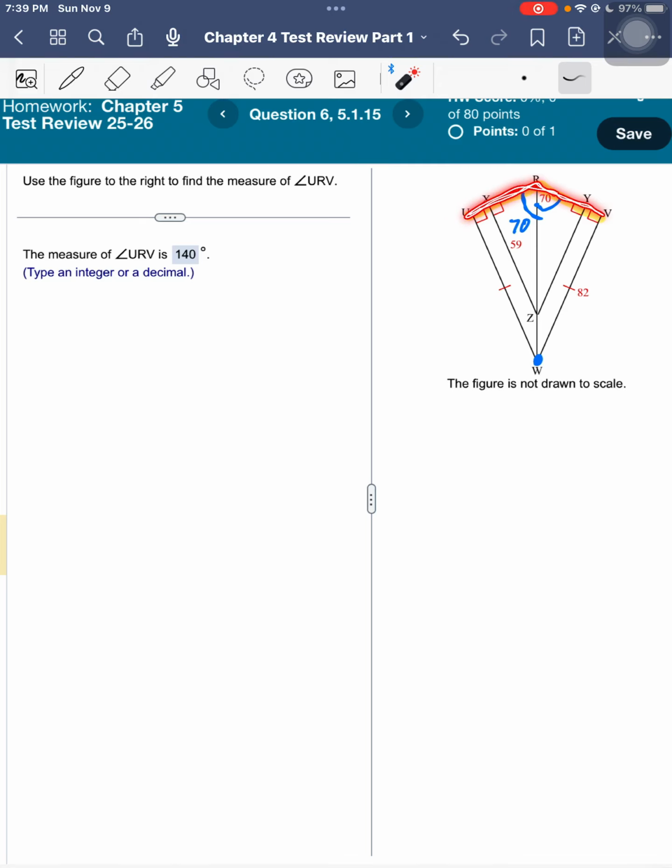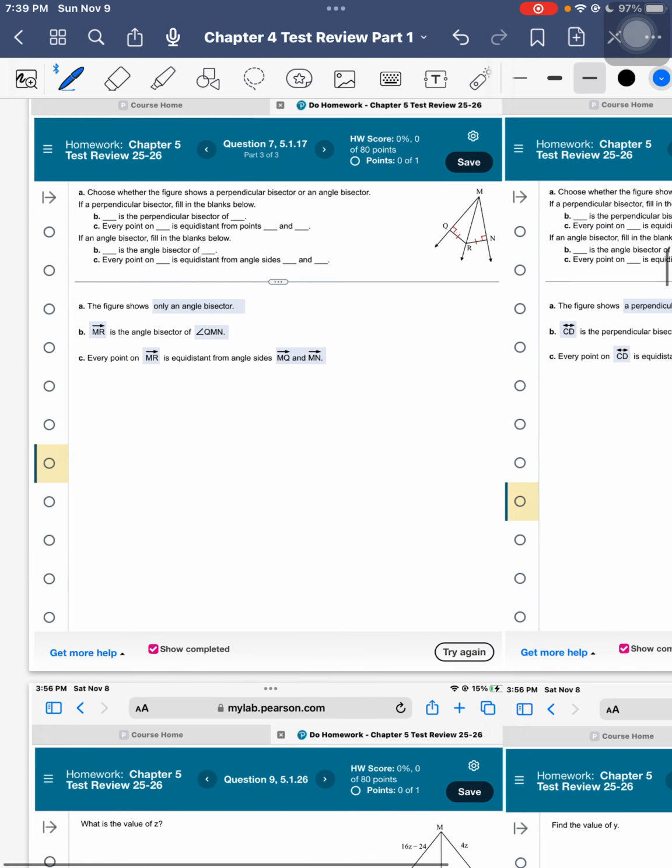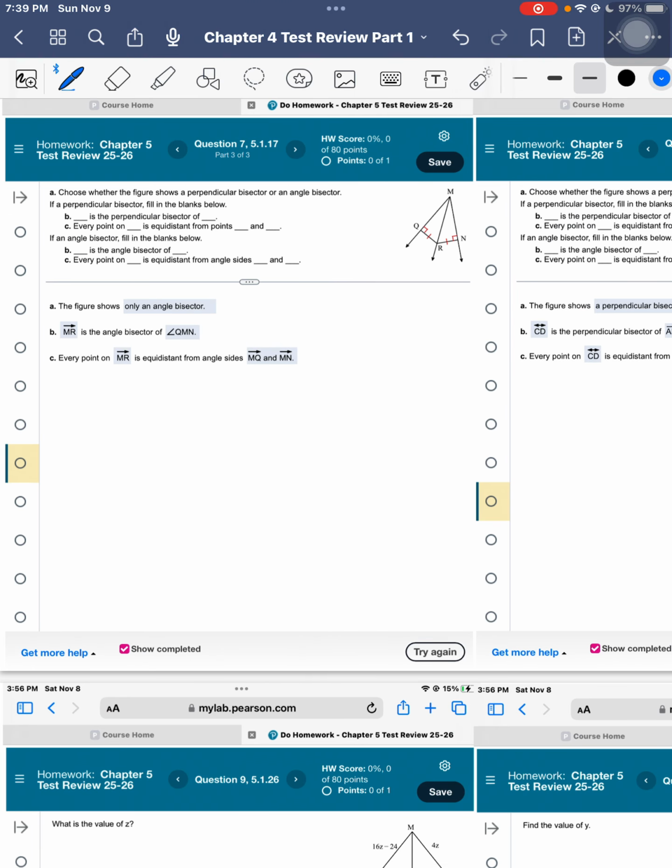So this whole angle is just 70 plus 70, which is 140. Okay, so if we take a look at this question and try to not just copy the answer, that's going to be pretty boring. So let's look at each one.